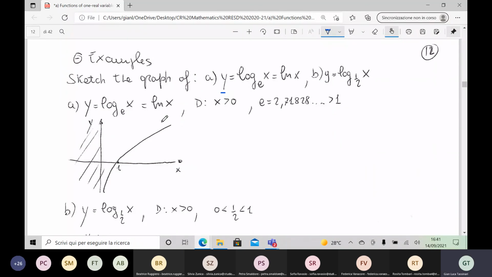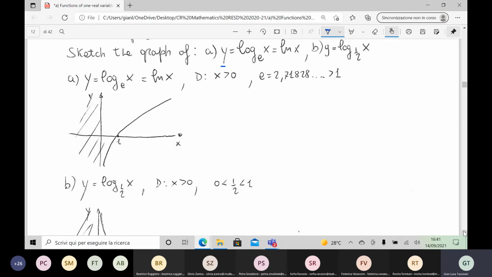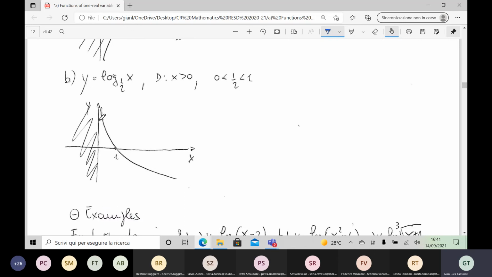This is the pattern. If you want to plot very quickly, guys, the graph of the logarithm with base 1/2 of x, you observe that 1/2 is a number between 0 and 1. So we are in the case in which the logarithm is strictly decreasing. So you have something like this.